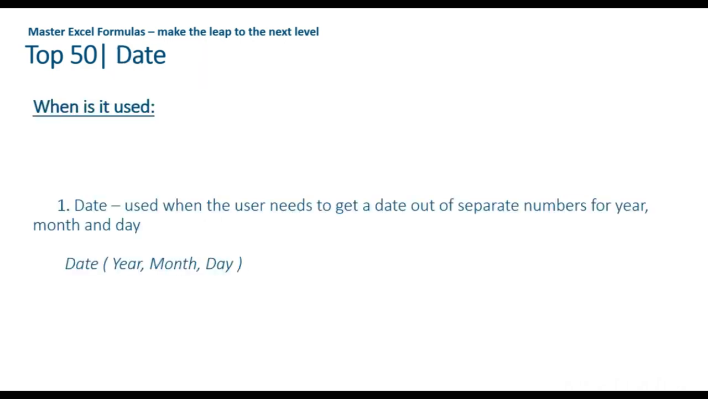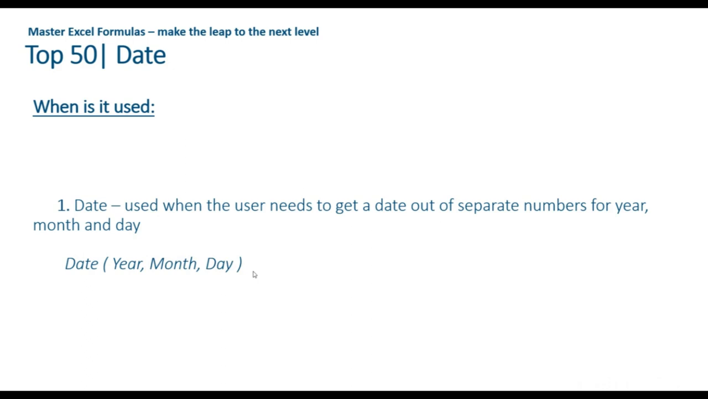The first formula that we are going to look at today is the date formula. The date formula is used when you need to get a date from separate numbers for a year, a month and a day, and the structure actually explains that as well. The structured formula is, first of all, we need to input the year number, then the month, and then the day.